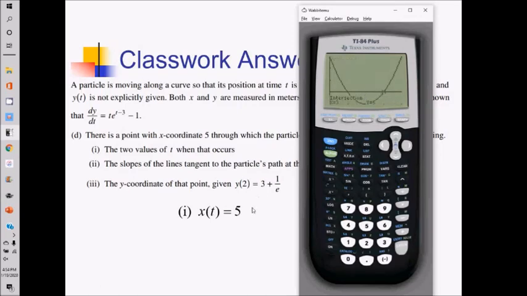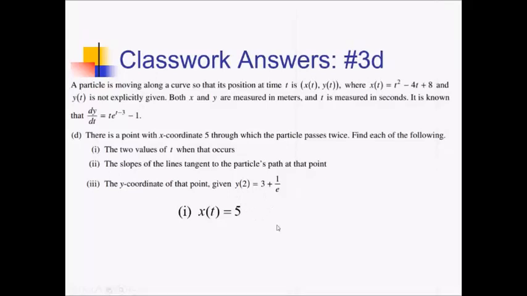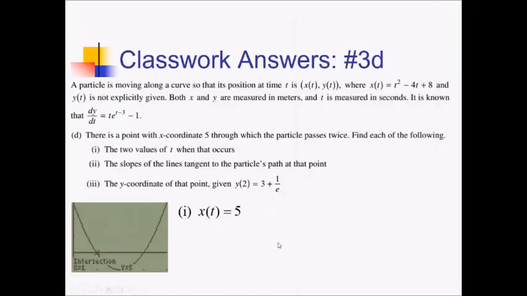Okay, I guess I probably could have factored this thing and moved the 5 over, but whatever, it's a calculator problem. So this happens then at 1 and 3. Awesome. Those are our 2 times, and those are both measured in seconds, so we better put that in there for units. Now for the second part of the problem, they want the slopes of the lines tangent to the particle's path at that point.